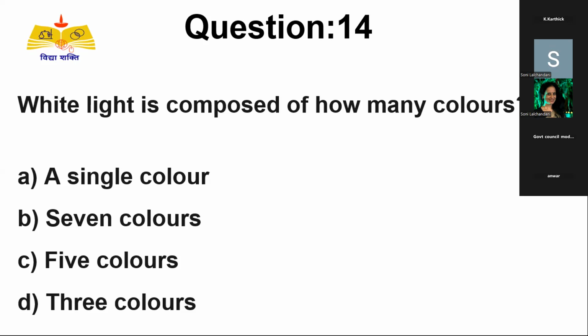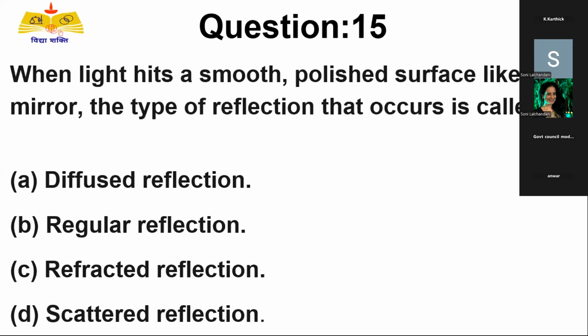This is right. Shall we go to the 15th one? Right. If you want me to repeat any question, do let me know through the chat box. I will definitely repeat it. So white light is composed of how many colors? A, single color, B, 7 colors, C, 5 colors, D option is 3 colors.